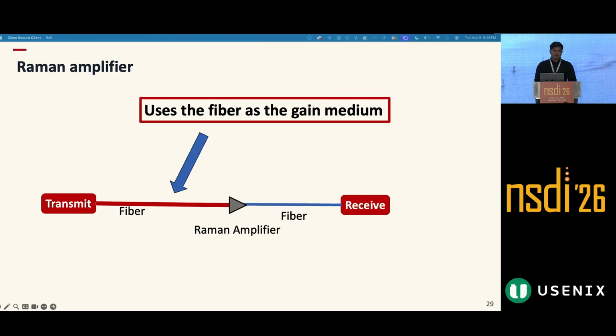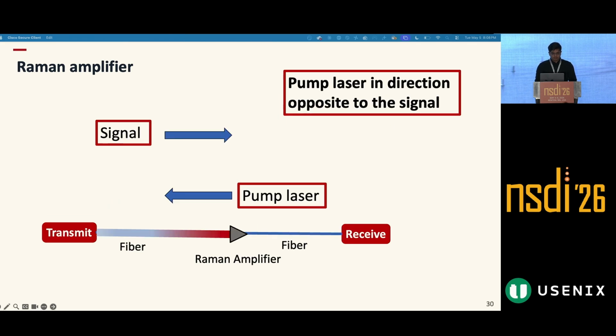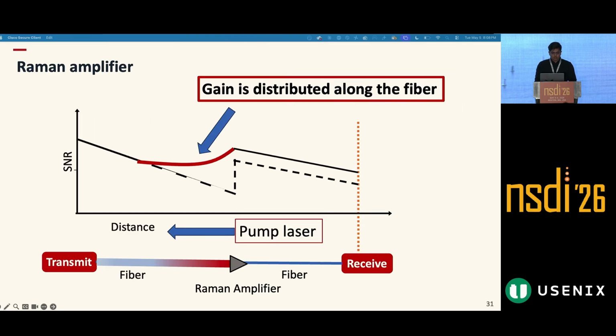On the other hand, Raman amplifiers use the fiber itself as the gain medium. In the fiber, they use a pump laser in the direction opposite to the signal. So if the signal is going from transmitter to receiver, the pump laser is sent from receiver to the transmitter. And the strength of the laser is closer towards the amplifier and weaker towards the transmitter. So the gain is distributed along the fiber. It is higher towards the amplifier and lower towards the transmitter, but the gain is overall distributed along the fiber.